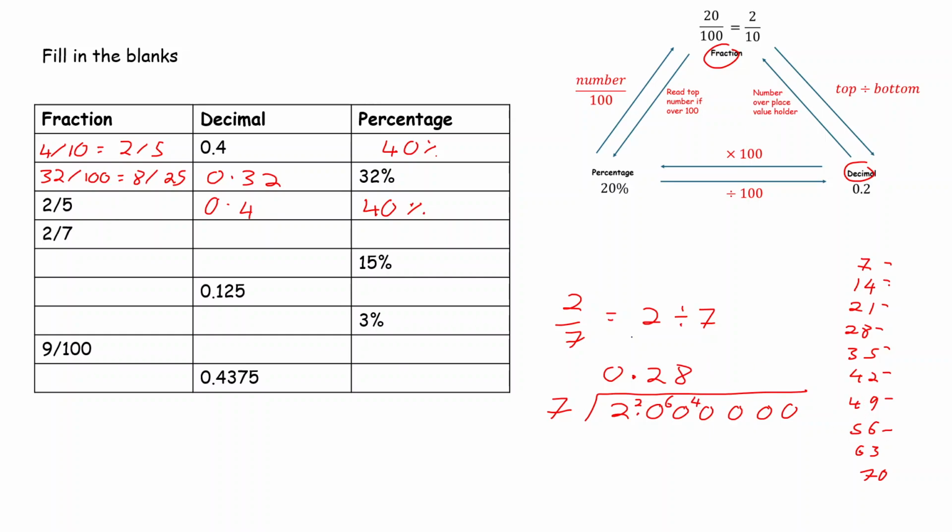7 into 40 goes 5 times to get me to 35. I want 40, so I've got a 5 left over. 7 into 50 is going to go 7 times to get me to 49 with 1 left over. 7 into 10 goes 1 time with 3 left over. 7 into 30 is going to go 4 times to get me to 28 with 2 left over. Actually, we saw this question on a previous video.